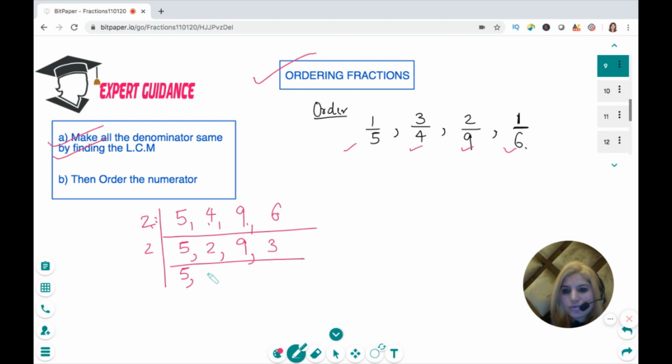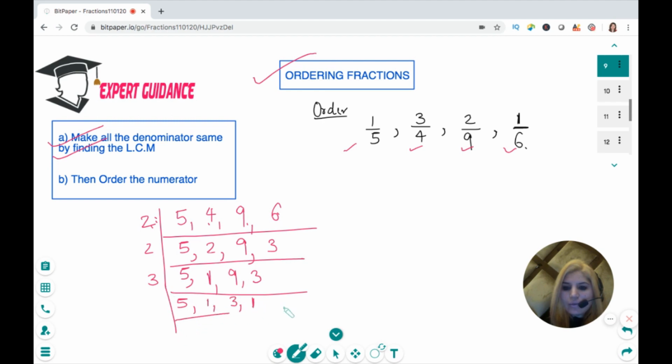2 gets 1. 9 becomes like this. 3 becomes 3. So we'll keep on doing this until we get 1 in all. Next number, you have no number that is divisible by 2. So now we'll start with 3. Now you cannot divide 5 by 3, so write 5, 1. But 9 can be divided. That becomes 3. That becomes 1.